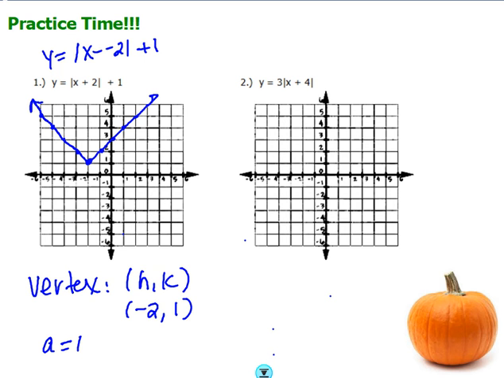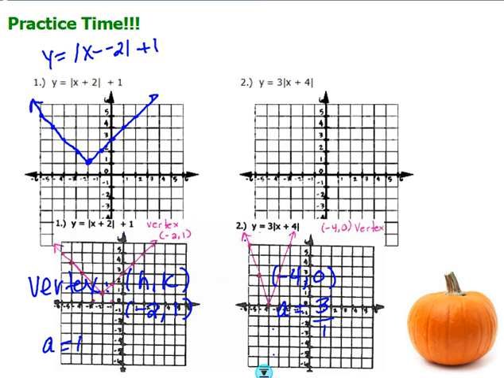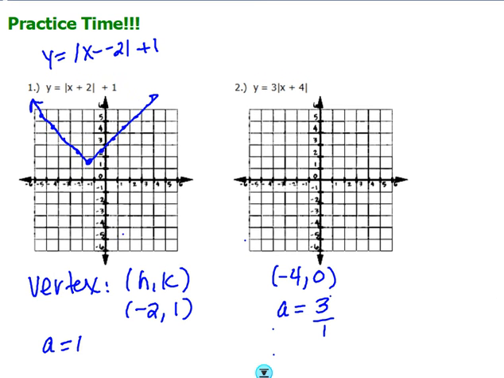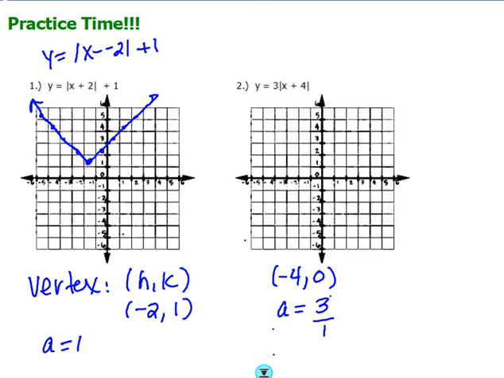Alright, look at another example. Y is equal to 3 times the absolute value of x plus 4. Alright, so hk, so h is negative 4, k is 0. This time my a is 3. So we're going to use 3 over 1. Graph the vertex first. Then we're going to count up 3 over 1. Up 3 over 1. And then do the opposite. Up 3, left 1.